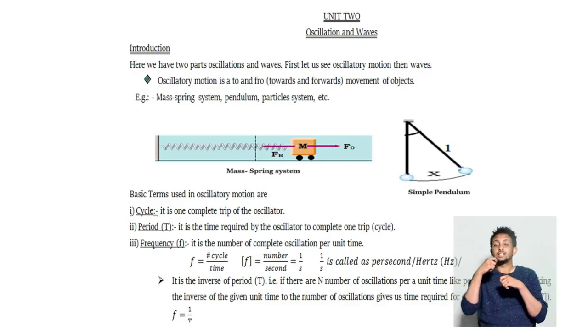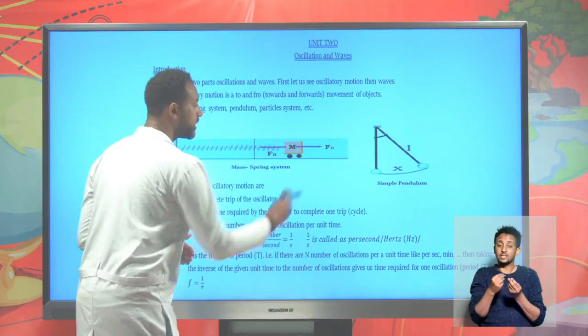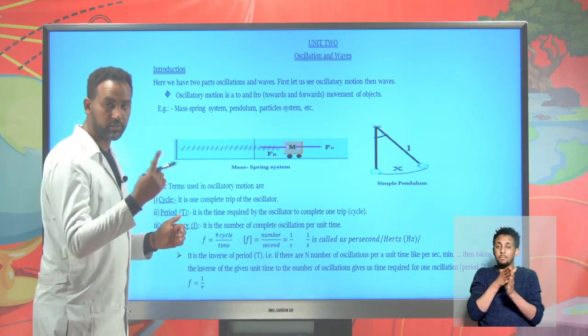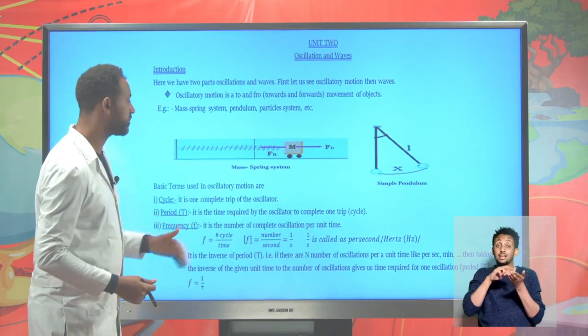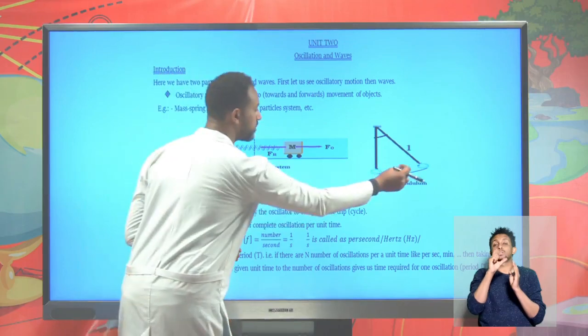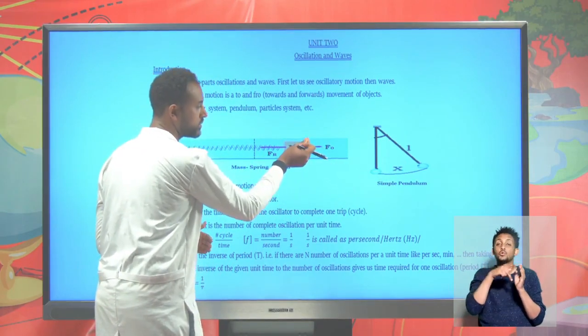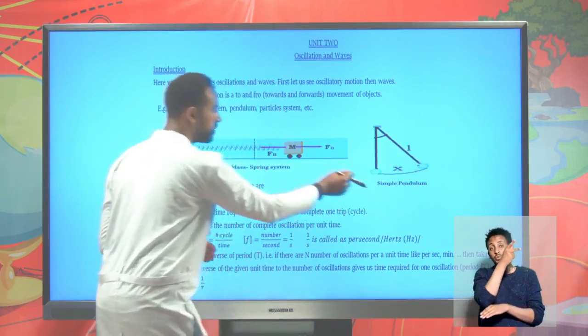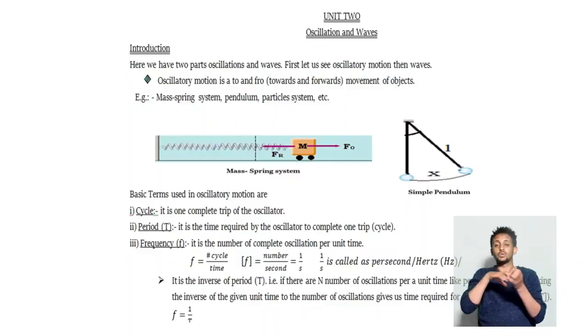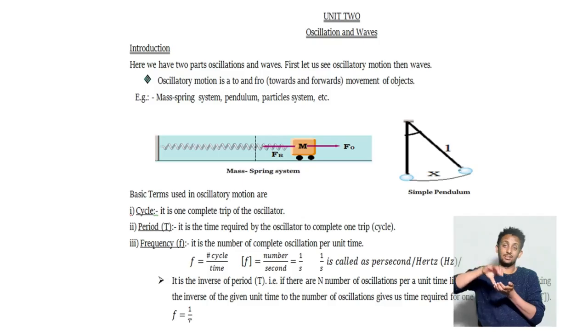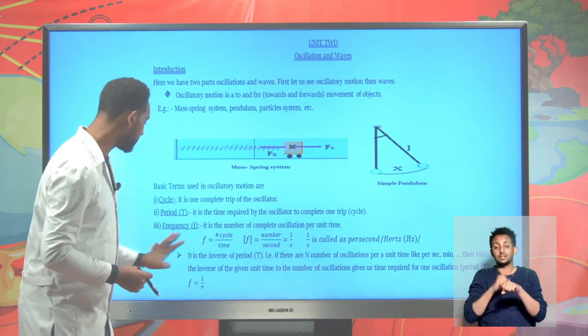Cycle means, for a given oscillator, here we can have a mass, one single complete path is known as a cycle. Cycle means a complete trip of the oscillator. For example, here we have a pendulum. If I release it from here, it might swing there and back here, so that one complete trip is known as a cycle. And period is the time required for one complete cycle.